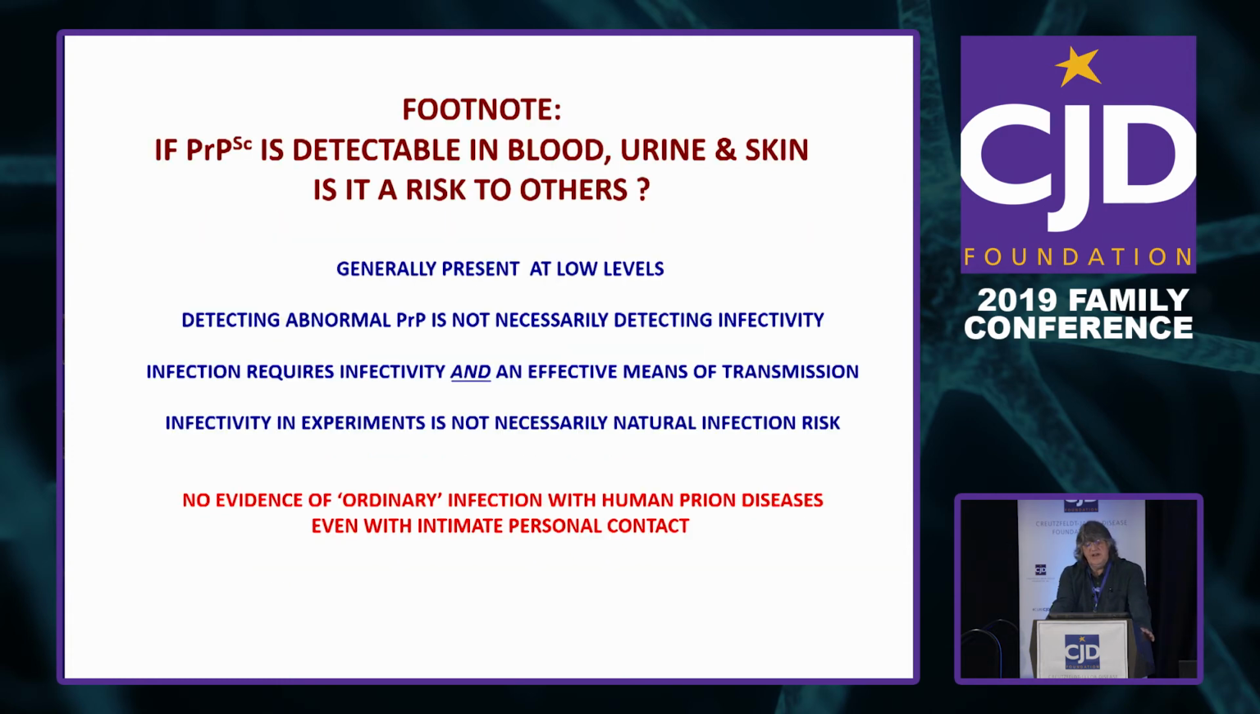Just as a footnote, you might say, okay, they've detected abnormal prion protein in blood or urine or skin. Is it a risk? Well, it's generally present at low levels. Detecting abnormal PrP is not necessarily detecting infectivity, as I implied earlier on in my discussion of terminology. Infection requires infectivity and an effective means of transmission, and touching somebody, for example, is not an effective means of transmission. And even if you can show infectivity in experiments from certain tissues, that's not the same as natural infection risk. There's no evidence of ordinary infection with human prion diseases, even with intimate personal contact.